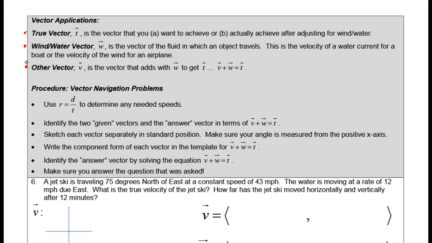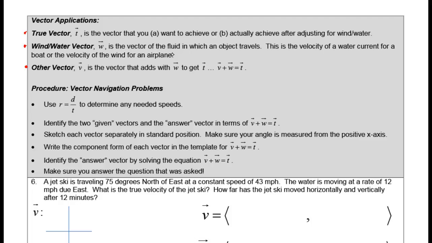First is a true vector, and that's the vector that you either want to achieve or actually achieve after adjusting for wind or water. Then we have a vector that I label W, which is the vector of the fluid in which an object travels. This is the velocity of a water current for a boat or the velocity of the wind for an airplane. All of these application problems are going to have to do with the velocity of boats or planes either in water or air.